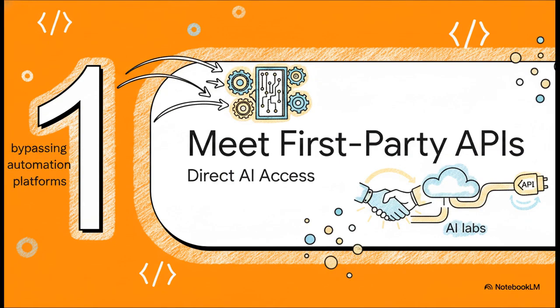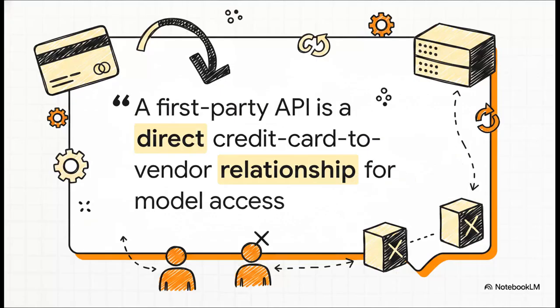Section 1. Meet first-party APIs. We're totally bypassing the automation platforms to talk directly to the AI labs. Our source material puts this perfectly, defining a first-party API as a direct credit card-to-vendor relationship for model access. This is just an incredibly powerful concept. By cutting out the middleman entirely, you're essentially giving yourself the absolute fastest path to a working integration. There is no intermediary platform gating in your way or telling you what you can or can't build.